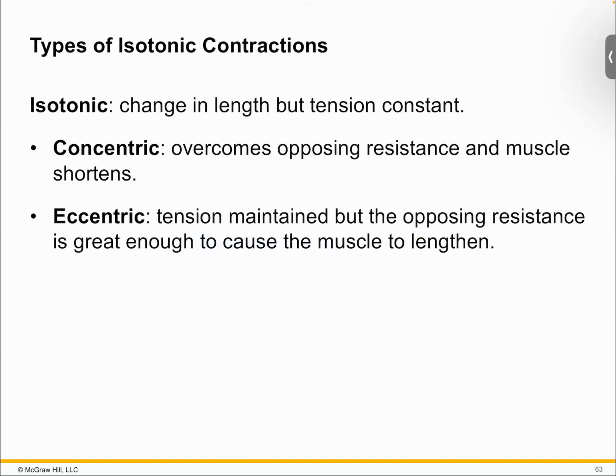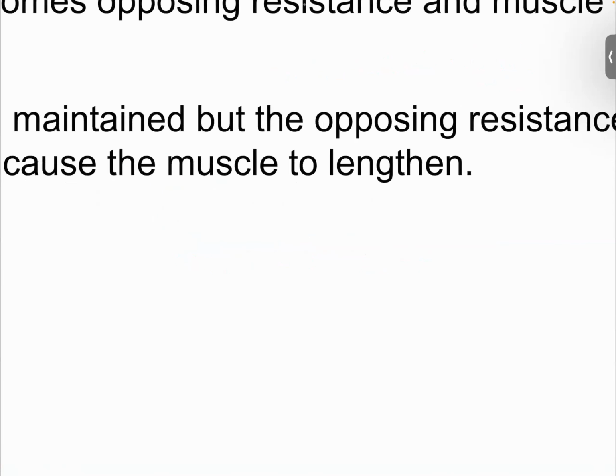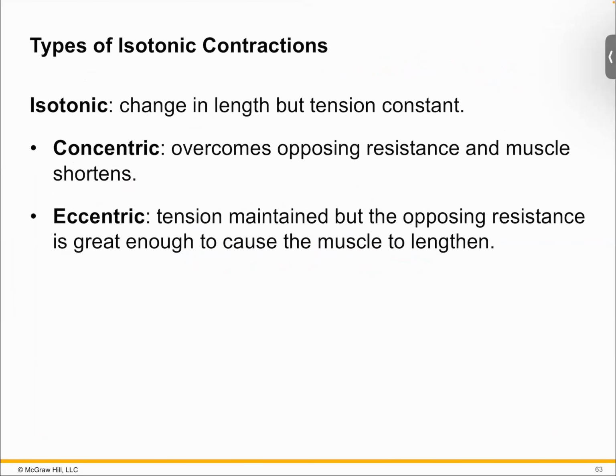Now, when we take a look at the different types of contractions, we have isotonic, right? This is the one where you change in length, but not in tension. So you either have concentric or eccentric.